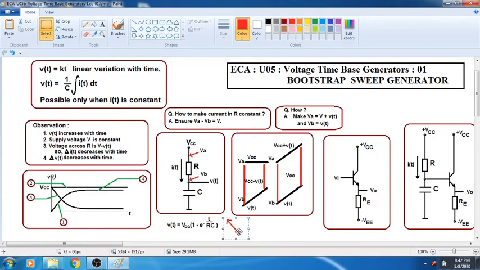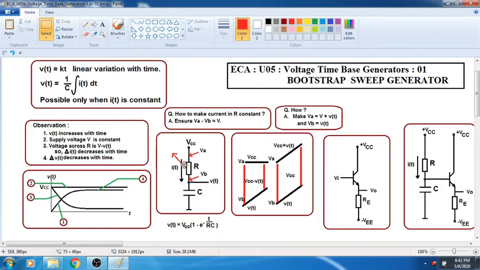But our main focus in this lecture is how do we make the voltage across the capacitor increase linearly with time, while the actual variation is exponential like this. How can we change this into a linear waveform? That is our objective. Okay.